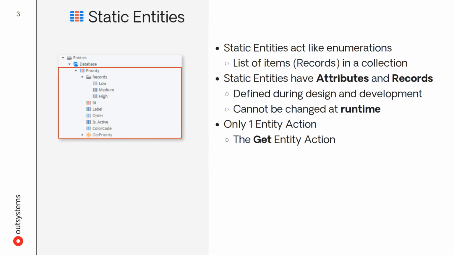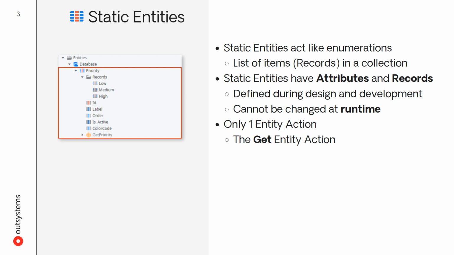A static entity acts like an enumeration, that is, a list of items in a collection. In OutSystems, these items are called records. Static entities have attributes and records, and given their static nature, records cannot be changed at runtime. Changes to these can only be made during design, in development.